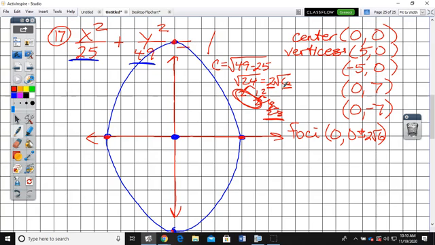Basically, for the first time, you always take the bigger number and subtract the smaller number. It doesn't matter which one, just the bigger number is always your a squared anyway. So then you'll subtract it, and then you simplify it, and then you write.